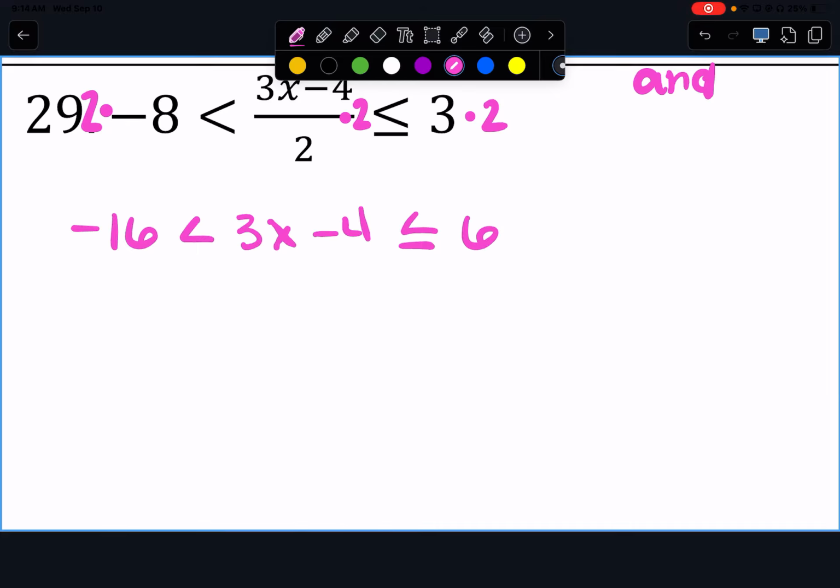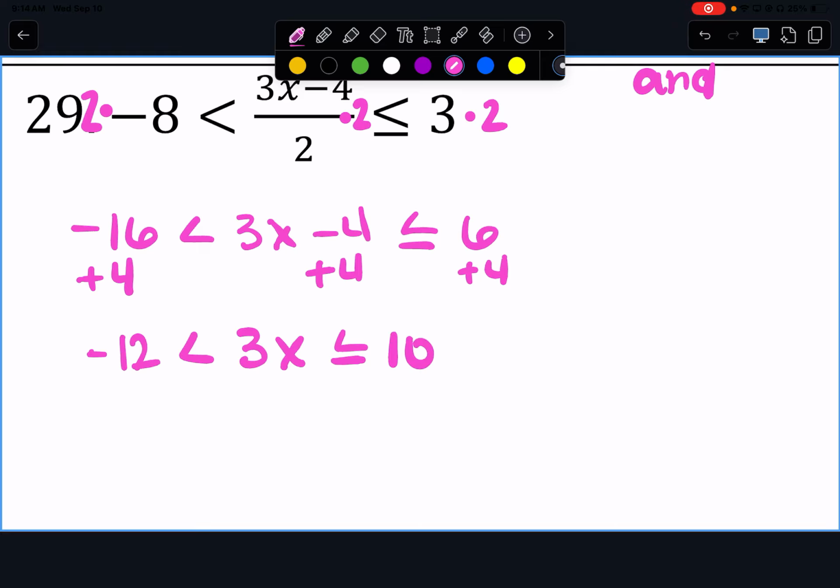6. How would I solve from here? Add 4 to all. Negative 16 plus 4 is negative 12. Negative 12 is less than 3x, which is less than or equal to 10. How do I solve from here?